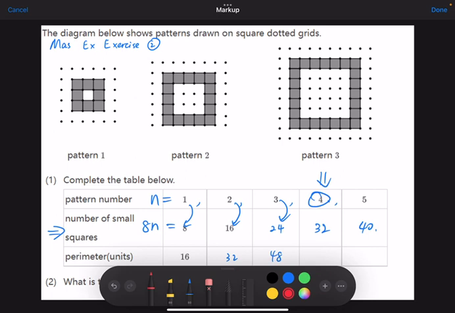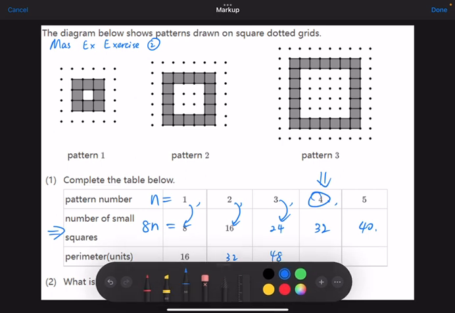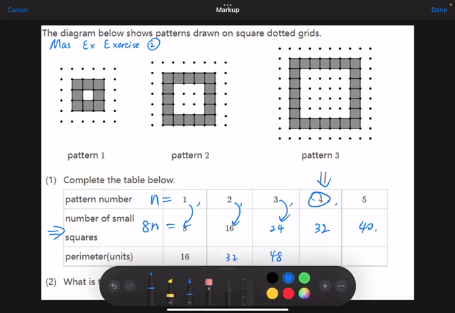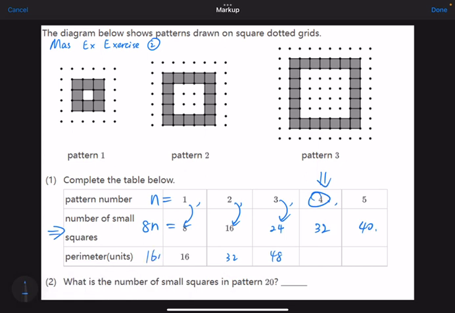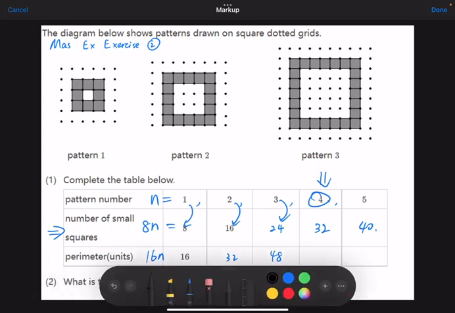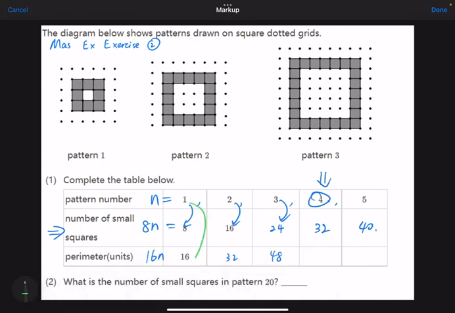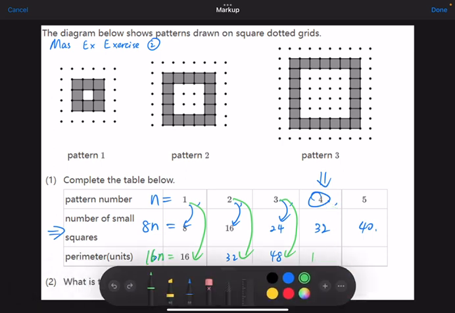Then let me change the color. For the last row, we have 16n. From 1 to 16, we multiply by 16. From 2 to 32, we multiply by 16. From 3 to 48, we multiply by 16. So this is a 16n sequence. For the fifth column, we have 16n as well, but this time n equals 4. So we have 16 times 4, and what we have here will be 64.